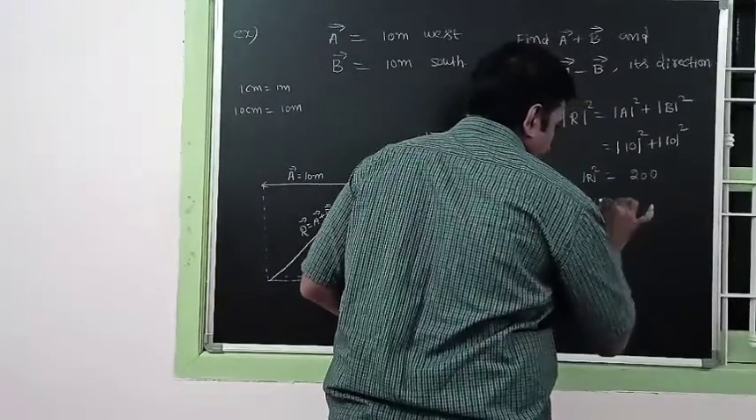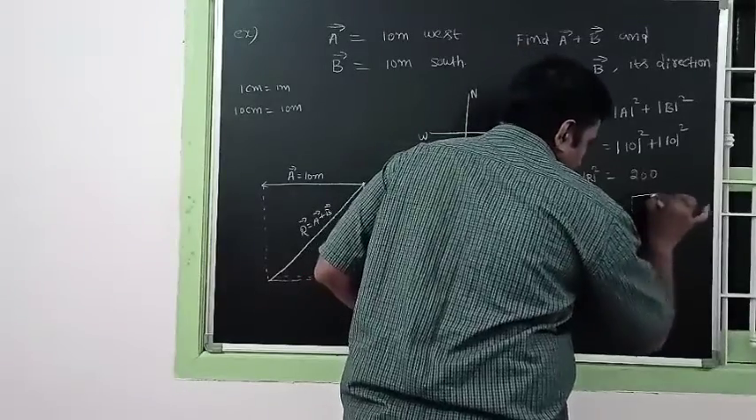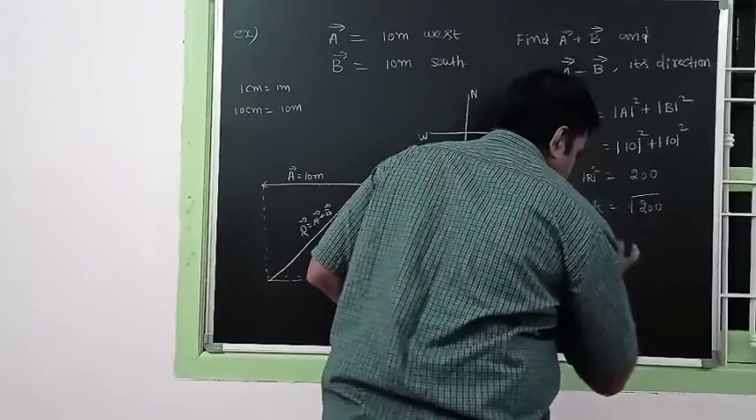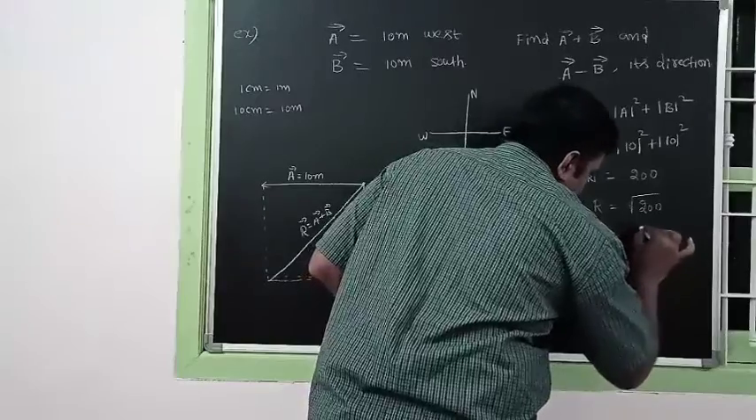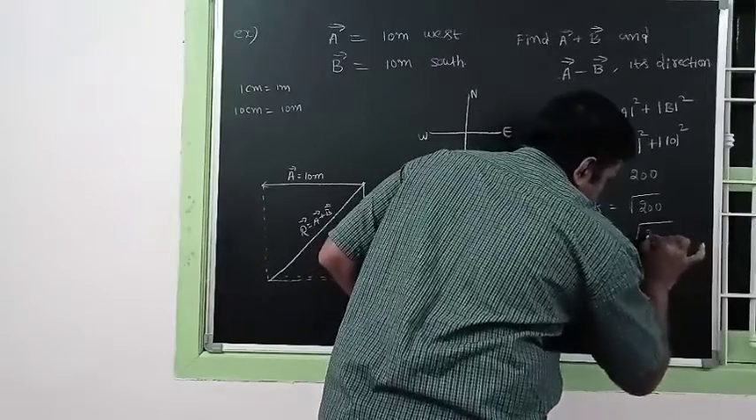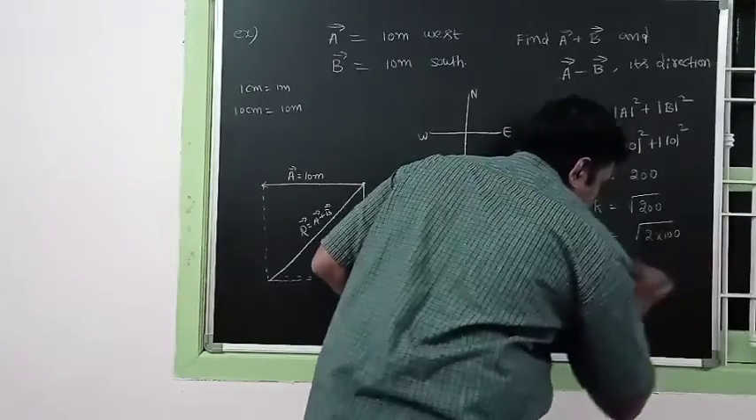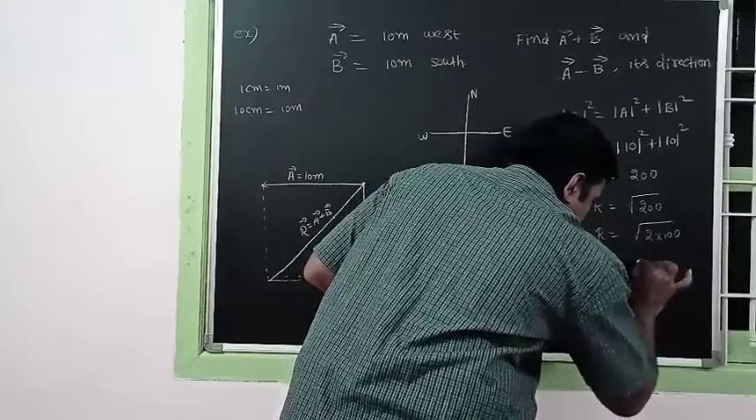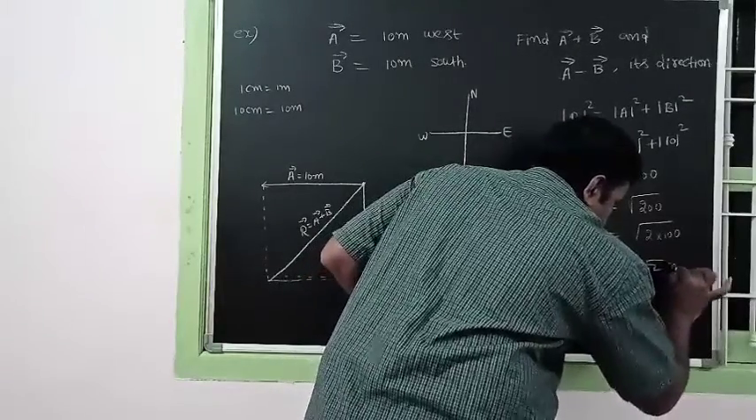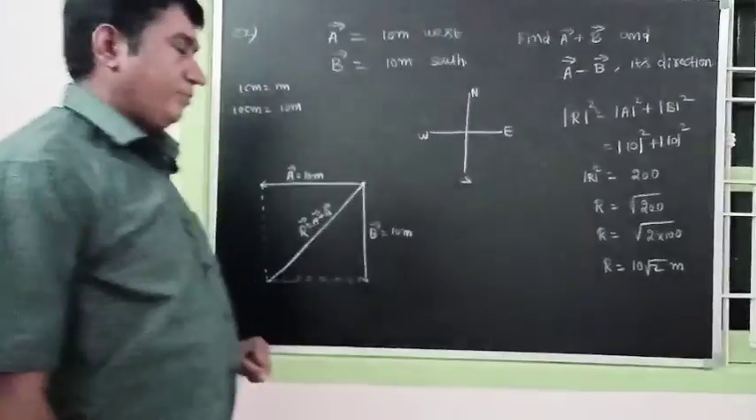But they asked to find the R value. R is equal to root of 200. So R is equal to, I can write here, root of 2 into 100. Root of 100 is nothing but 10. We can write here 10 root 2 meters is the resultant.